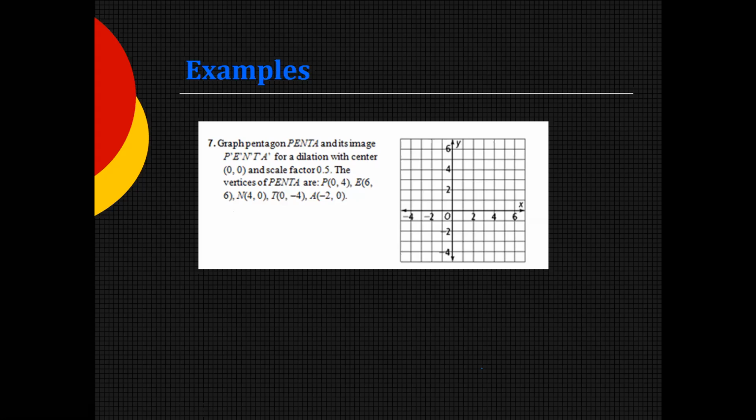How are you going to perform the dilation? Can someone tell me? Multiply the 2 points x and y by 0.5. Very good. So 5 persons can answer. One person, can you tell me what would be P prime? Okay, so you give me P prime. Somebody else work on E prime. Next person work on N prime. Then we need T prime. We also need A prime.